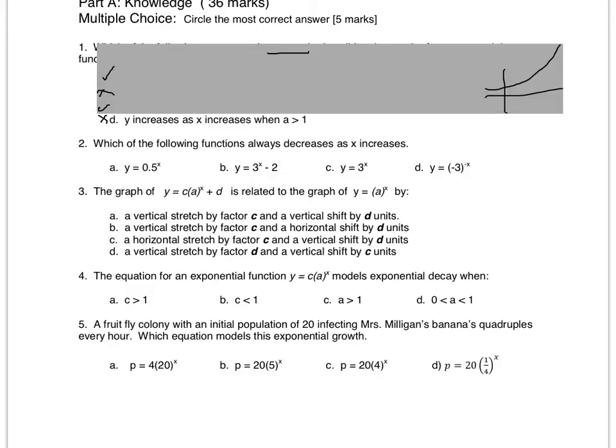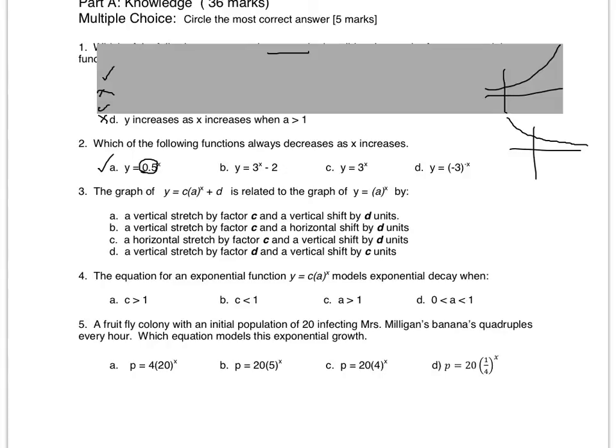The second question says, which of the following functions always decreases as x increases? The first one is y equal to 0.1 exponent x. Since 0.5 is less than 1 and greater than 0, this is going to be an exponential decay, which looks like this graph, and it shows you that as x increases, y decreases. So this is correct.